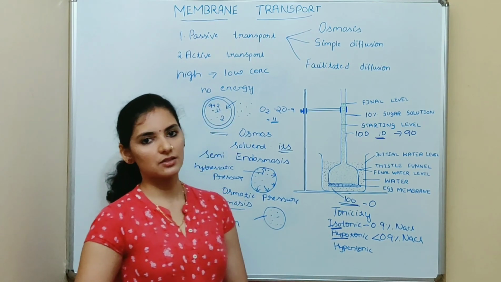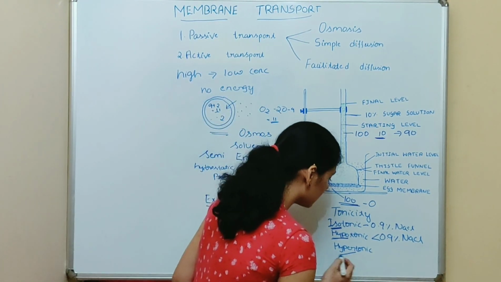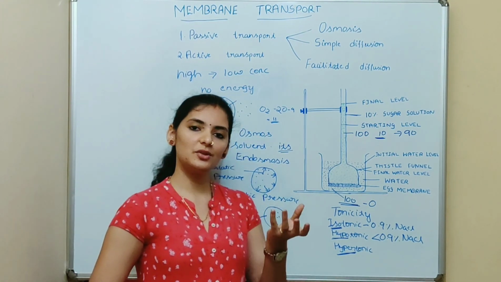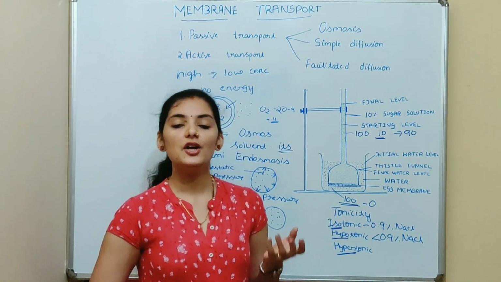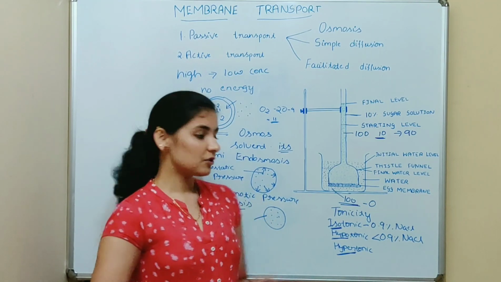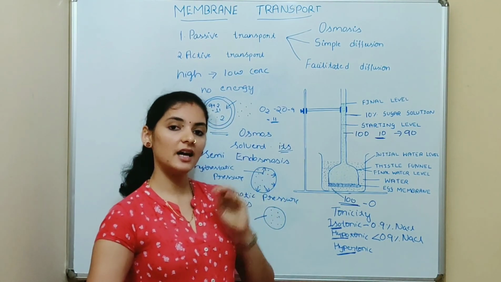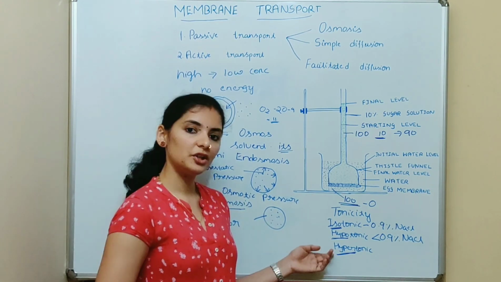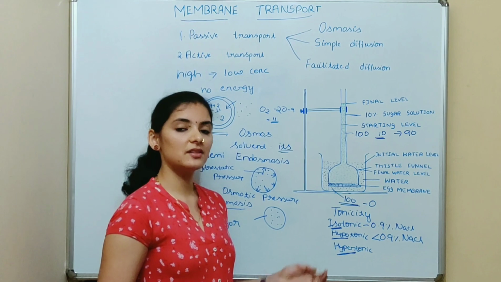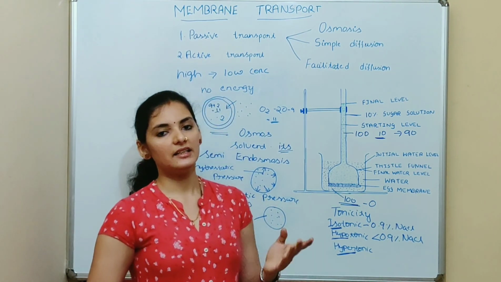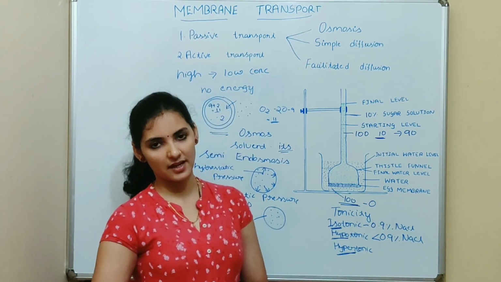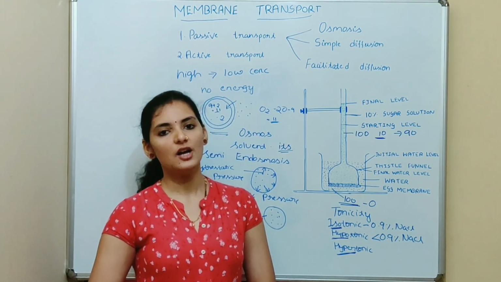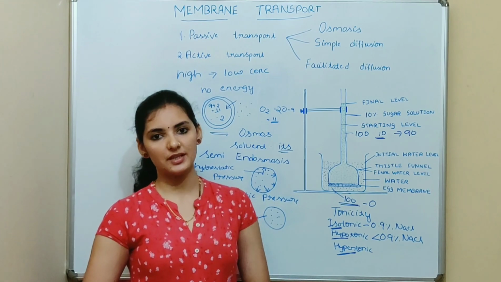Third one, hypertonic solution. As a prefix, hyper refers to more. So this kind of solution has more solute concentration when compared to the solute concentration of a cell. So what happens when you place a cell in a hypertonic solution? Exosmosis takes place. That is, water from a low solute concentration, that is from inside the cell, enters into the high solute concentration, that is the hypertonic solution. So exosmosis takes place, which results in shrinkage of the cell.